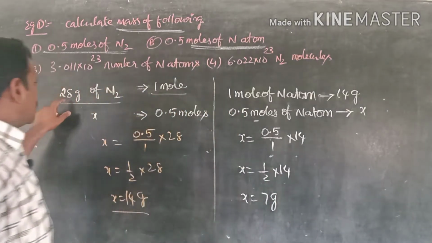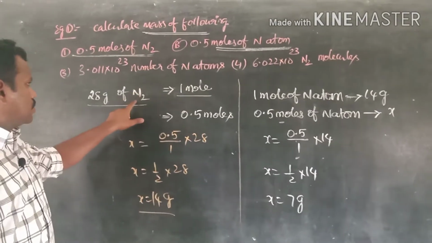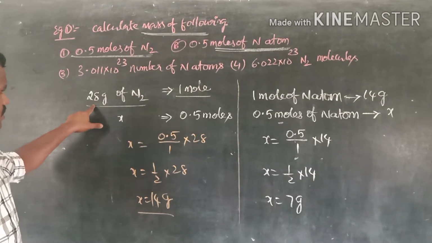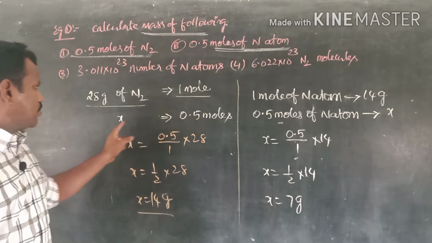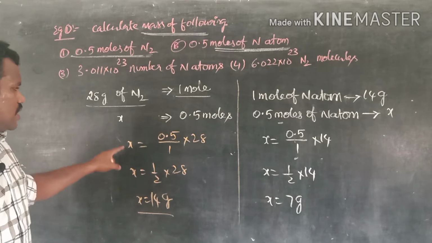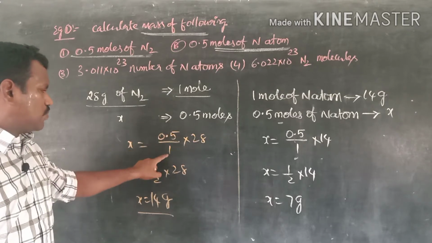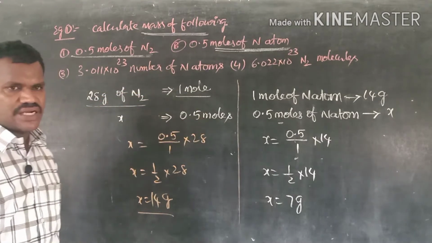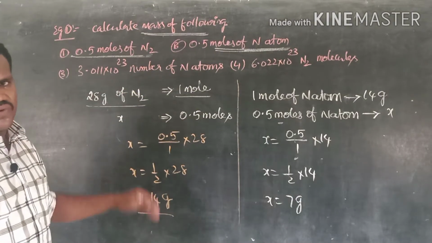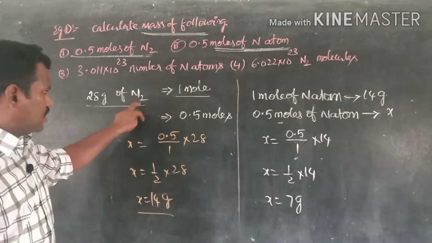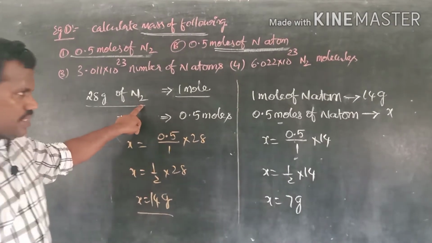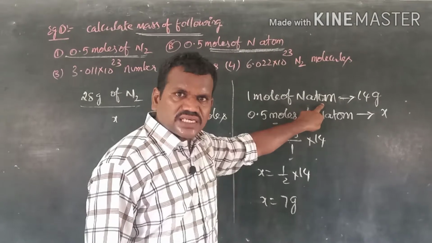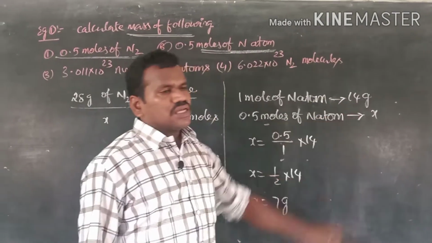This means 1 mole of N2 molecules weighs 28, 0.5 moles indicates x. Now x is equal to 0.5 by 1 into 28. Why? Because as the number of moles is reduced, the mass also will reduce. Here they provided the molecule, there they provided the atom. So we are considering the atomic weights.